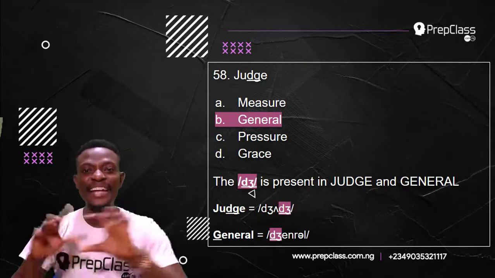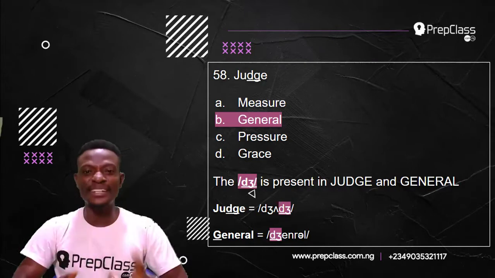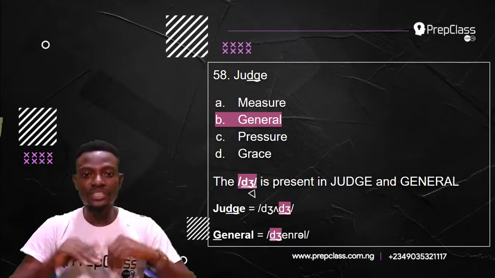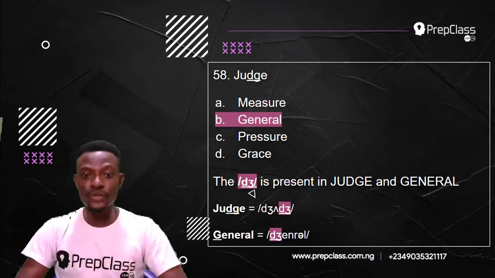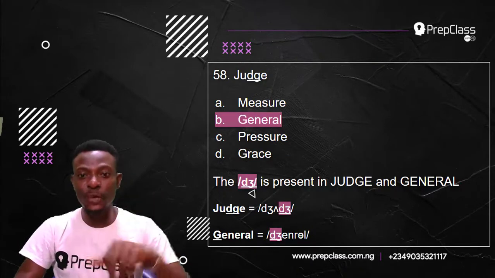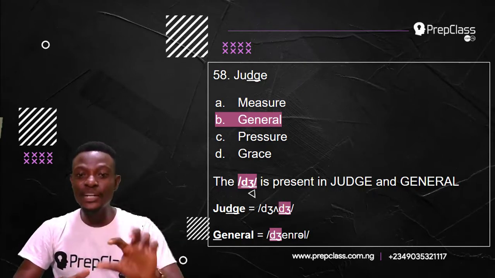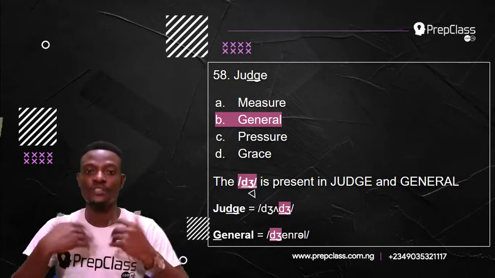Where we have D and G in judge is pronounced as j. And that same sound is found in general. When you pronounce general, you can hear the j. So the j is present in judge and general. As highlighted on the screen, where we have D and G in the word judge, it is highlighted as the sound j. Where we have the letter G in the word general, it is transcribed as j. So the answer to this question is option B.